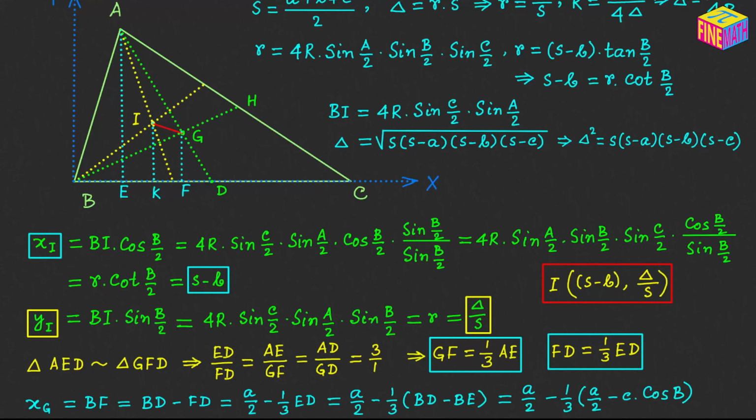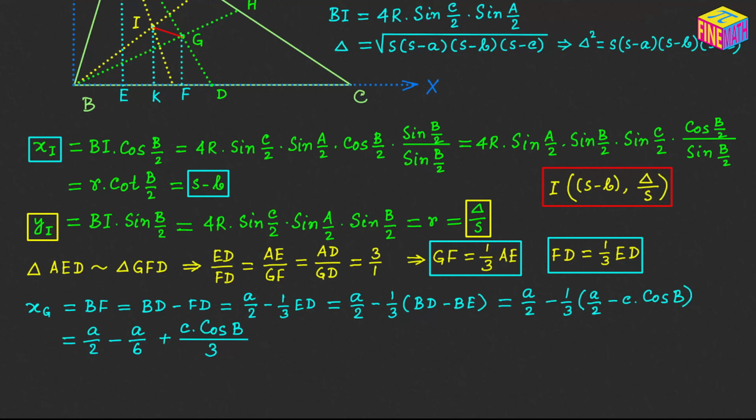So all I have done here is, in place of BD, I have noted a over 2, and in place of BE, I have noted c times cosine of B, because the side length AB is nothing but c units. Next, we are going to simplify this a little bit. I have removed the parenthesis, and then I'm going to combine the first two terms. And then I'm going to replace the value of cosine of B with the formula from the cosine law. We know from the cosine law that cosine of B can be written as c squared plus a squared minus b squared over 2ca. So in place of cosine of B, I have written the quantity c squared plus a squared minus b squared over 2ca.